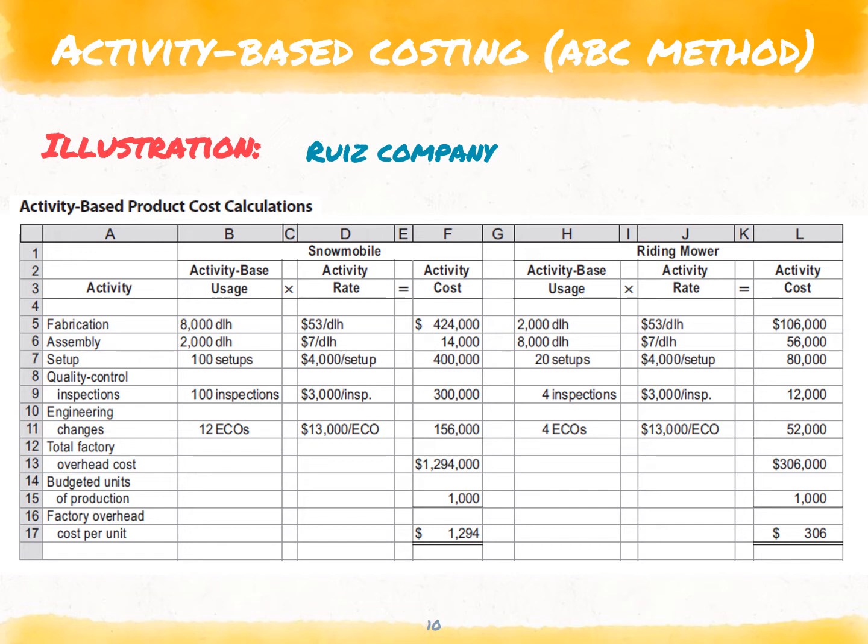In order to compute the factory overhead cost per unit, we divide the total factory overhead cost by the budgeted units of production, which is 1,000 units for each product. So for snowmobile, we have $1,294,000 divided by 1,000, which equals $1,294 factory overhead cost per unit. For riding mower, we have $306,000 divided by 1,000, or $306 factory overhead cost per unit.